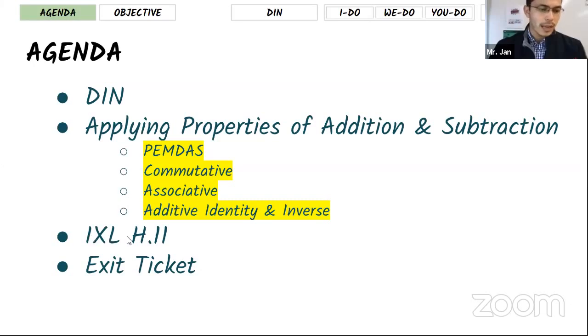Okay, and there is one IXL practice today. It's H11 about rational numbers. And there is an exit ticket at the end of the class.